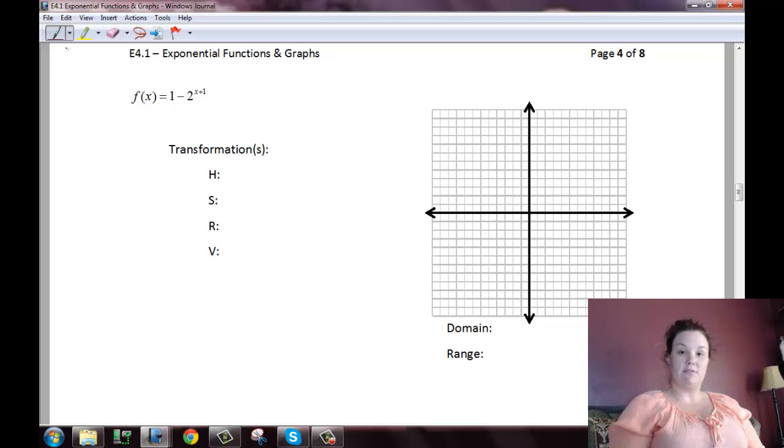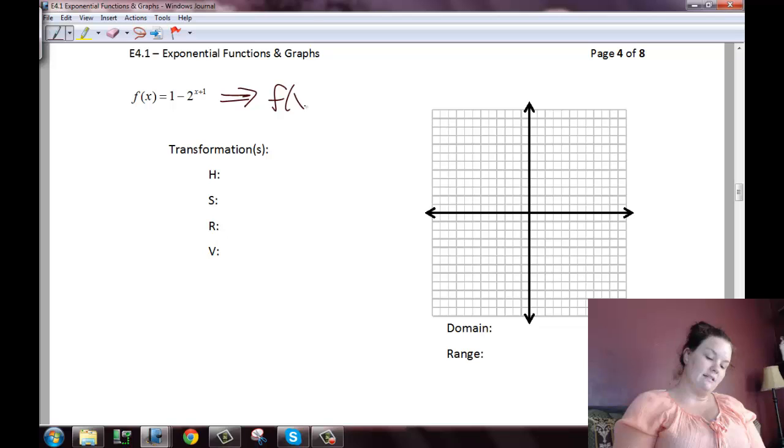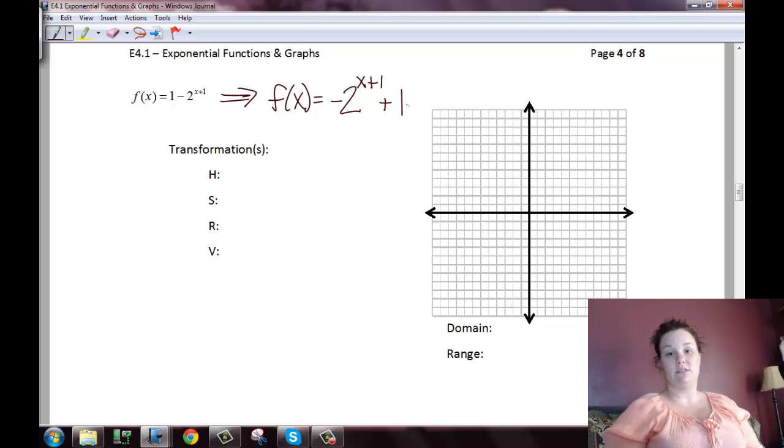And I will note on this first one, it bothers a lot of people, including myself, when the exponential function isn't written first, or the exponential base. So if it helps you on this first one, you could write this as f of x is equal to -2 raised to the x plus 1, plus 1, if that helps. Okay. I'll give y'all a few minutes to work on these, and then we'll go over them. Okay?